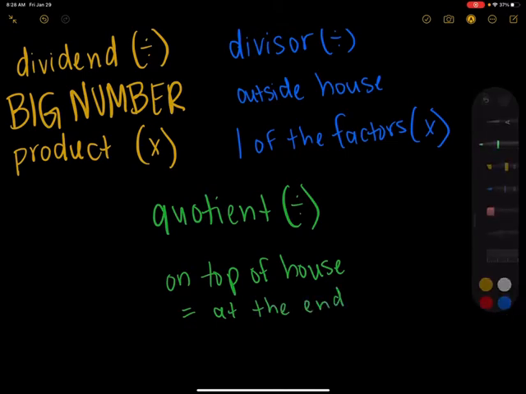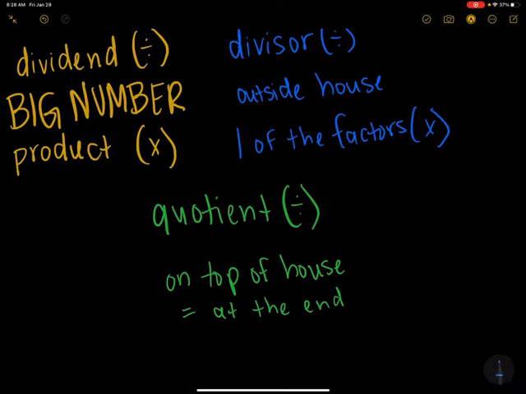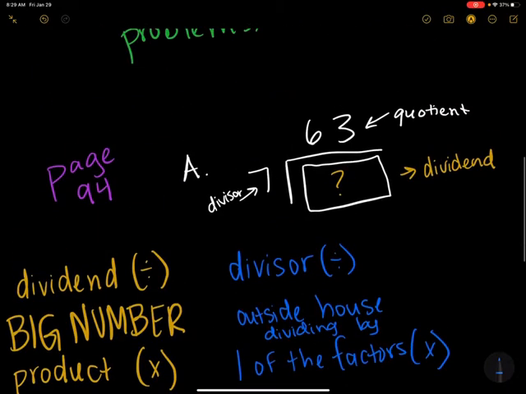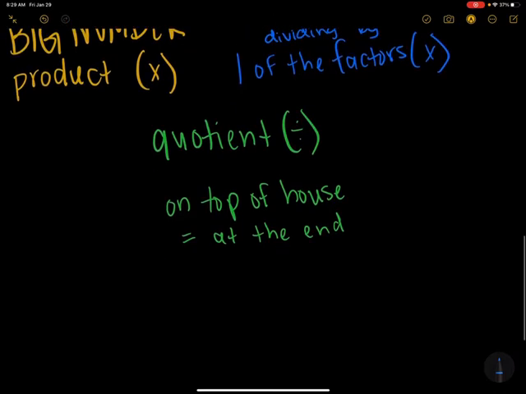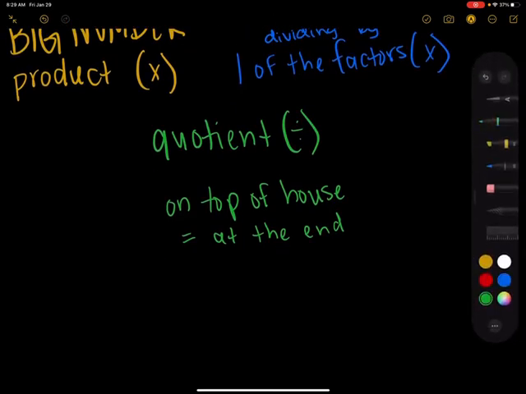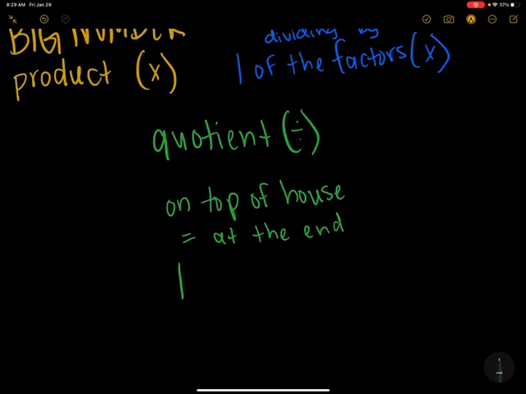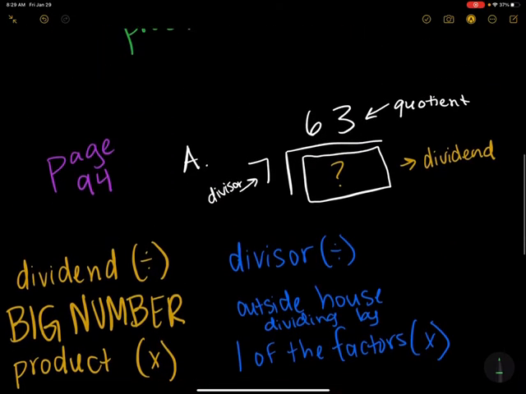And actually, we're going to add to our divisor whatever we are dividing by. So the quotient is what it equals at the end. It's what's on top of our house. And in multiplication, it is going to be one of the factors. So the divisor is one of the factors, and the quotient is one of the factors in multiplication.